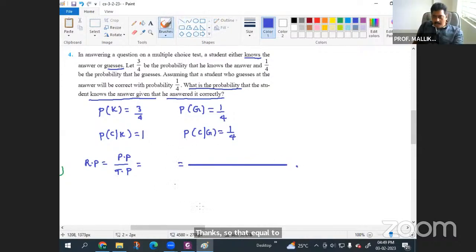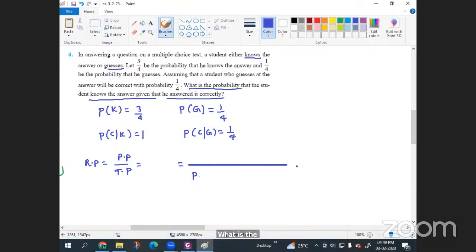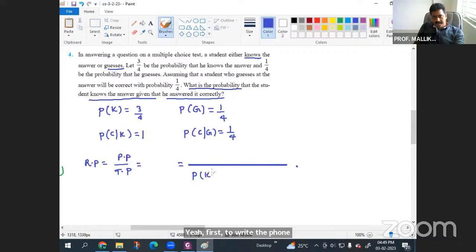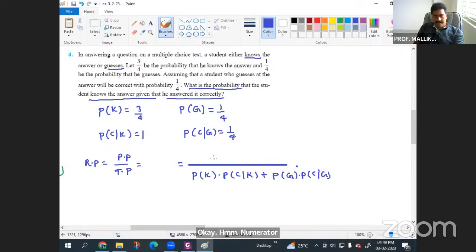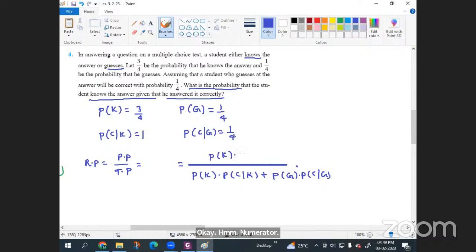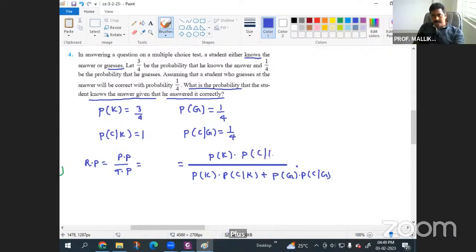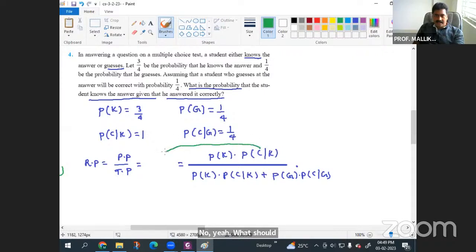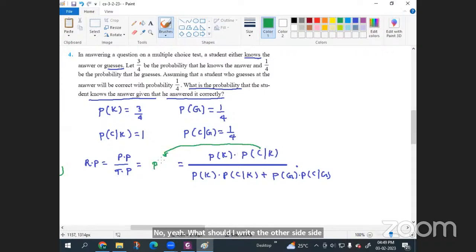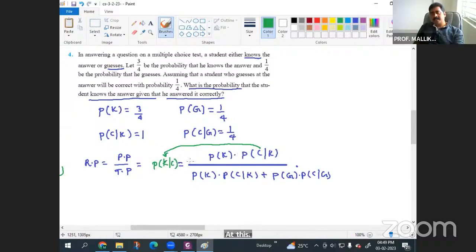What should I write for the denominator? First write the formula: probability of K into probability of C by K, plus probability of G into probability of C by G. In the numerator: probability of K into probability of C by K, because it is mentioned particularly. Now, what should I write here? 3 by 4 into 1. That is the required probability, K by C. Correct. That's it.